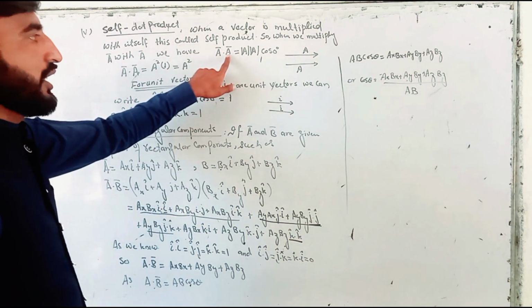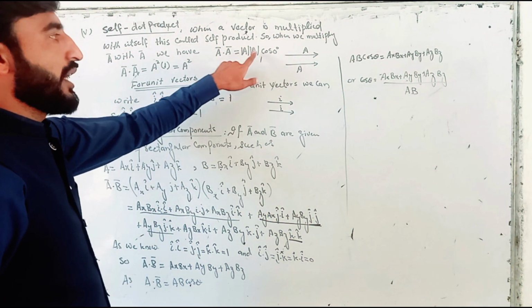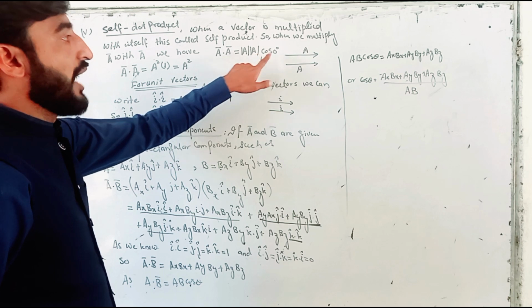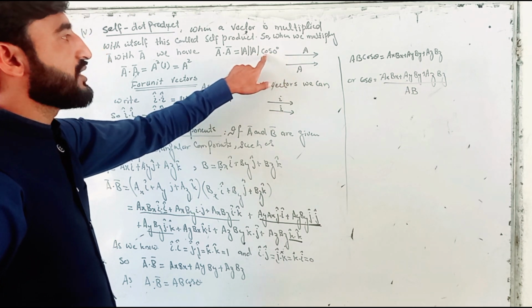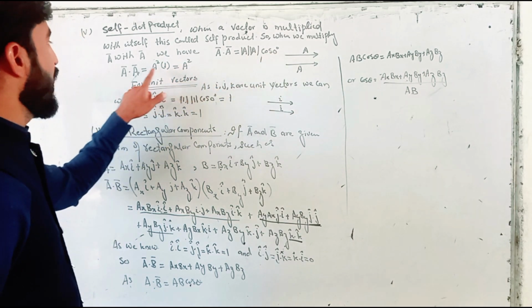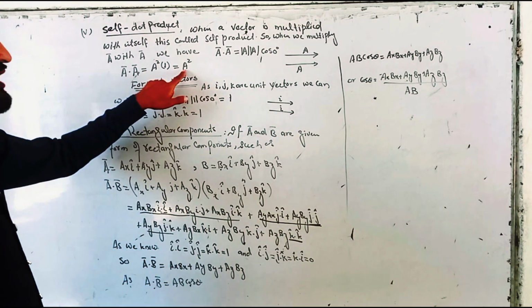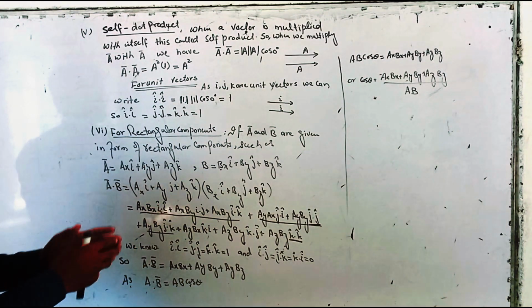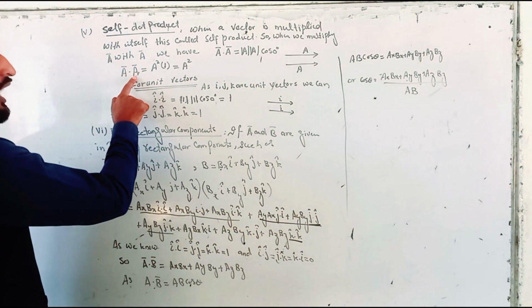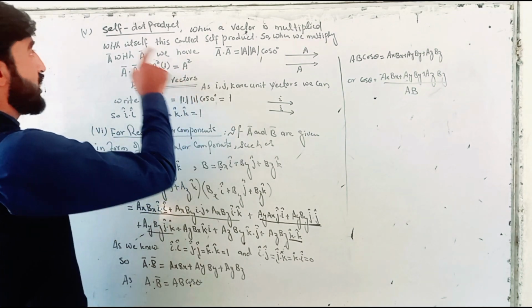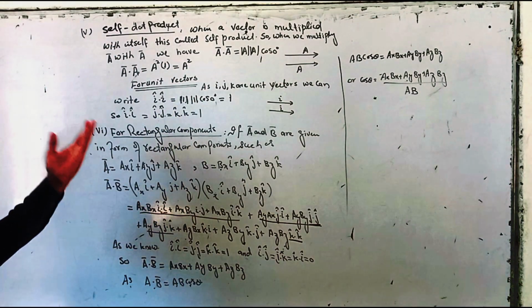So A dot A is the magnitude of the first A vector, times the magnitude of the second A vector, times cos of the angle between them. This angle is 0 degrees, and cos 0 is equal to 1. So we get A dot A equal to A square. This property is also called the reflection property. It means we have multiplied A with A and we got A square. This is called the self product or reflection property.